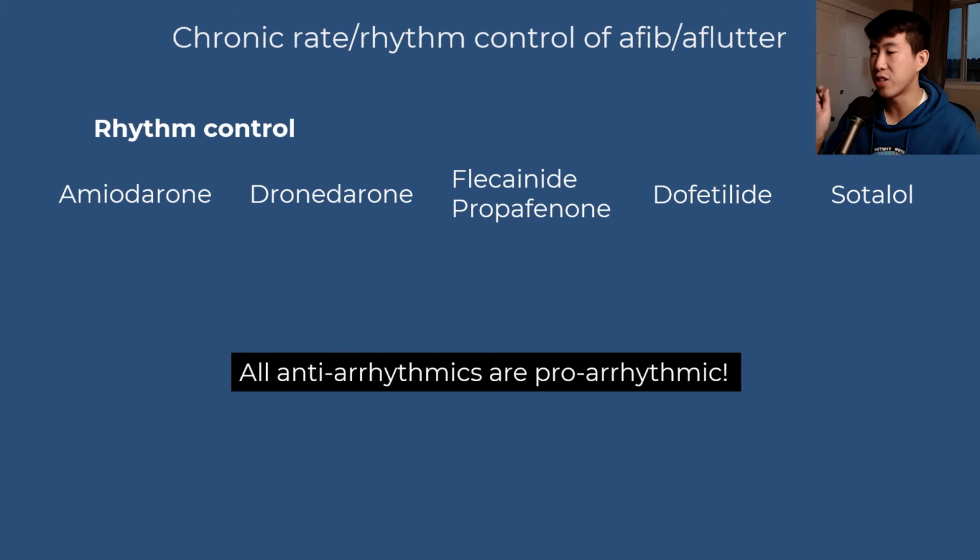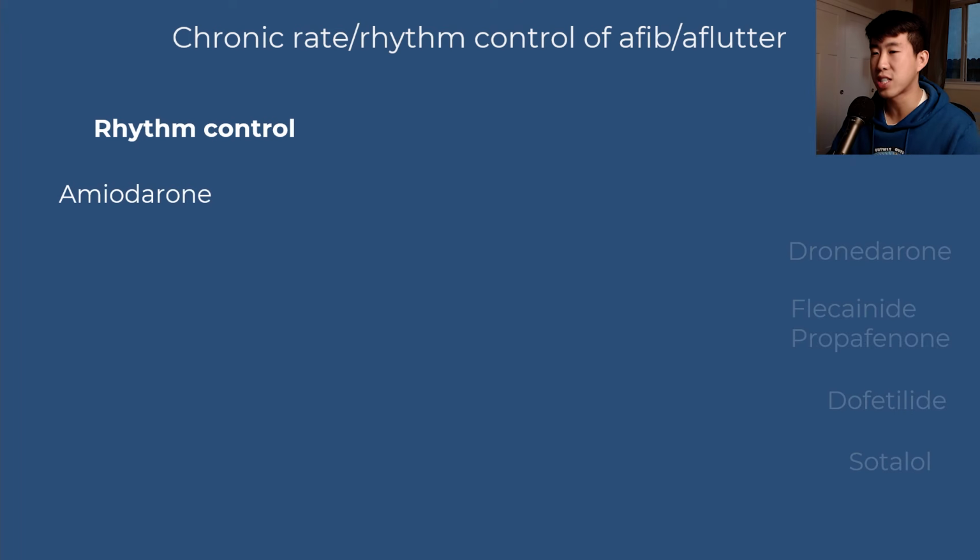Before I go on, you should know that all anti-arrhythmics are actually pro-arrhythmic as well. And this is something that one of my attendings taught me. And so you have to be worried that when you're starting these agents on somebody, you can also precipitate some other kind of arrhythmia. Okay, so let's start with just a description of all of these different agents you can use. Starting with the most common one, it's going to be amiodarone.